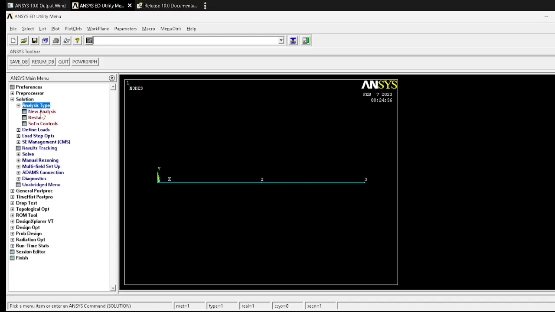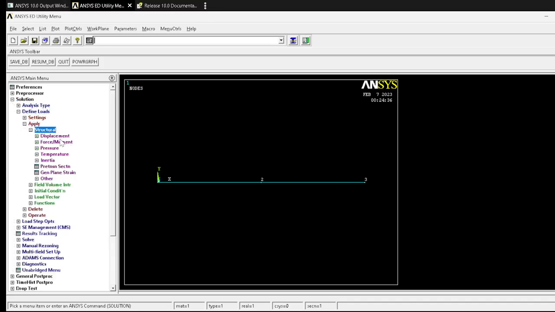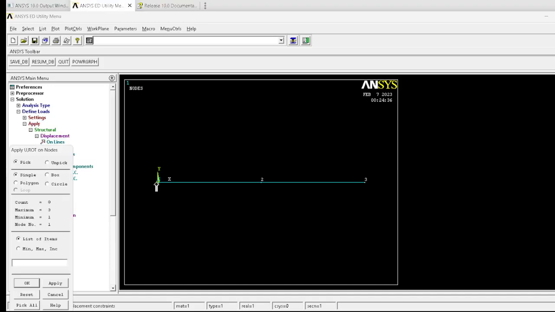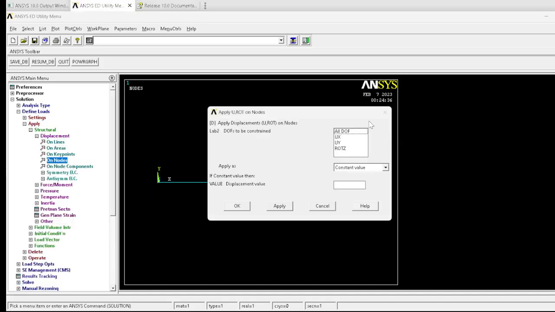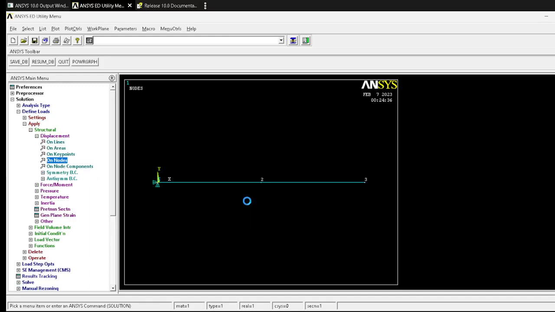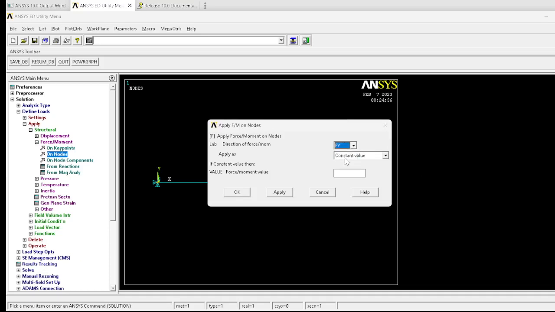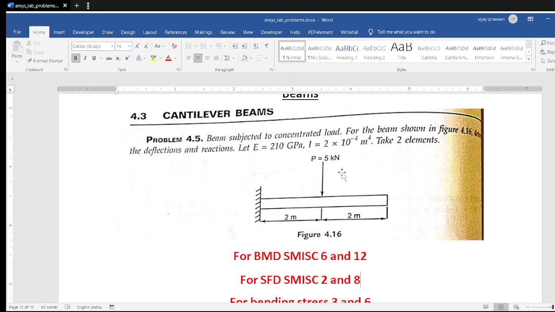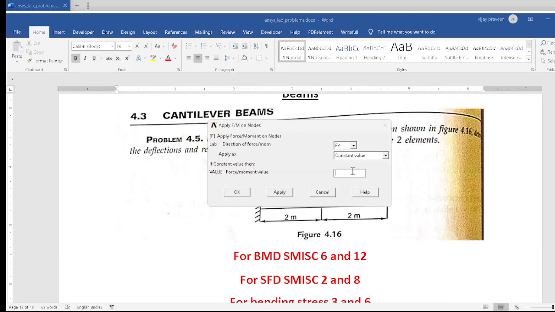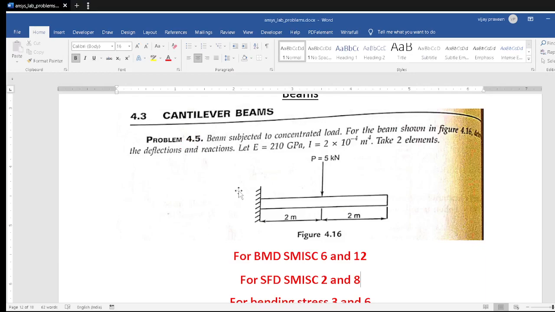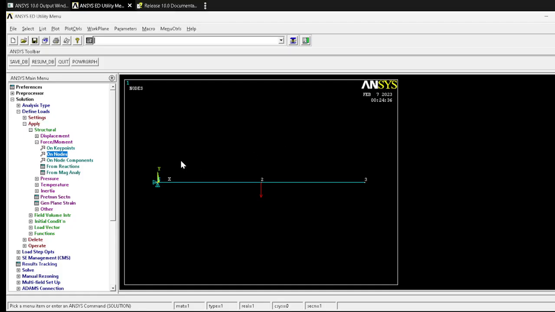Go to define loads, apply, as well as structural displacement on nodes. So let me fix node 1 in all directions. So fixed means it is in all directions. We need to apply a load at node 2 in the FY direction, that is downward, minus how much? 5. Therefore minus 5 kilonewton only we are going to take. This completes the pre-processing part.